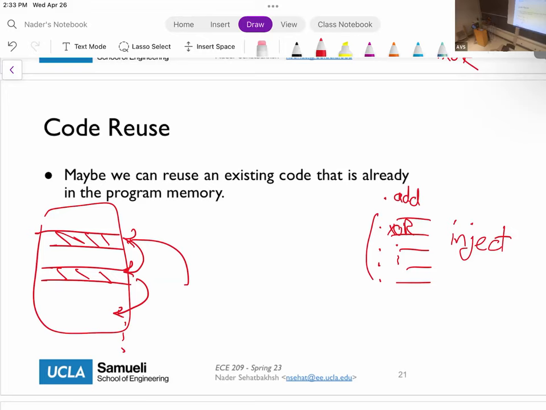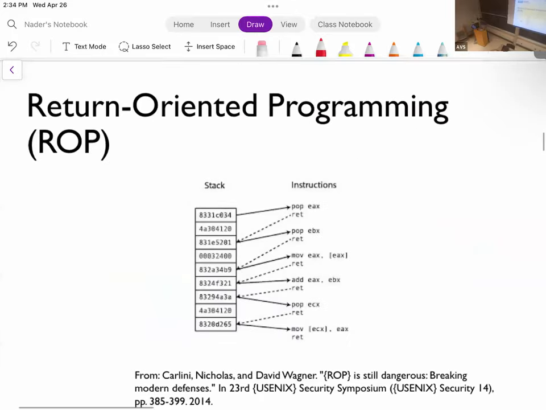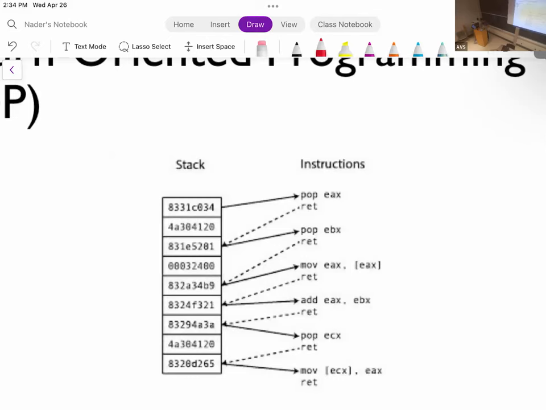It's kind of like, instead of sending a character, I send a C, then I find the return address for H, and then the return address for A, and then an R, and so on and so forth. Okay? We call this return-oriented programming because it basically just works by returns. Essentially, you need what we call gadgets. Gadgets are a series of instructions that end with a return. Why should it end with a return? Because if it ends with a return, then you can jump to somewhere else in your memory, right?